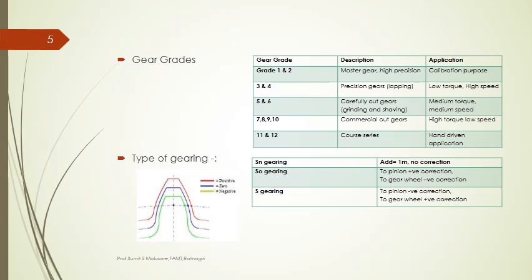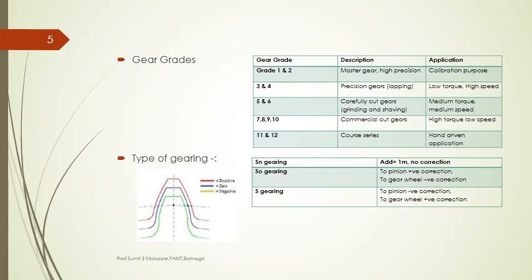Then we go for the type of gearing: SN gearing, S0 gearing, S gearing. So what do we mean by type of gearing? It depends upon the addendum modification. If the pinion gets a positive correction and the gear gets a negative correction, then such gearing is called S0 gearing. If the pinion gets a negative correction and the gear gets a positive correction, then such gearing is called S gearing. If there is no modification provided, then such gearing is called SN gearing. Hence addendum is equal to one module in that.